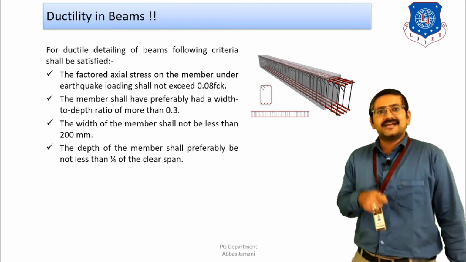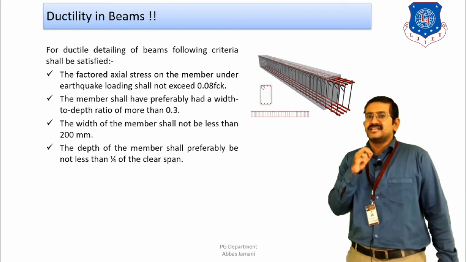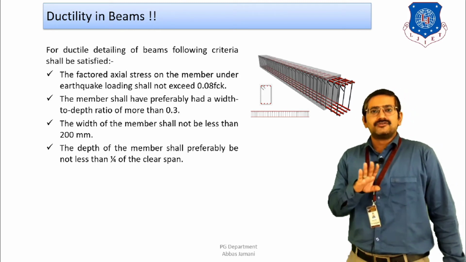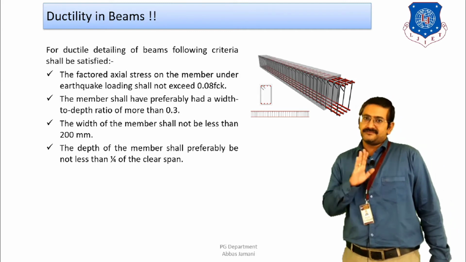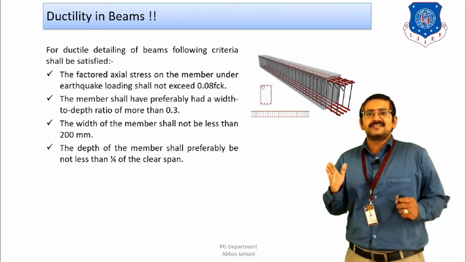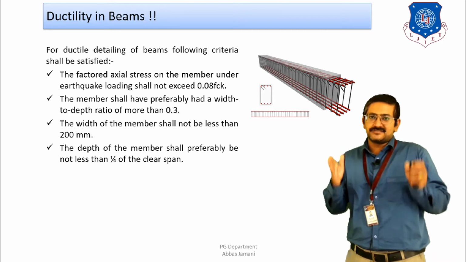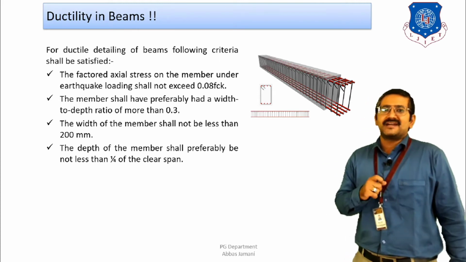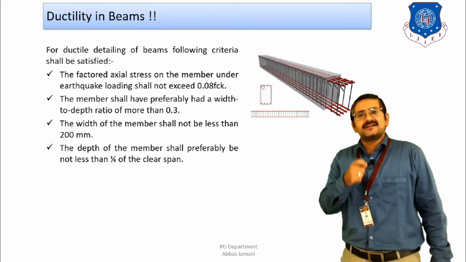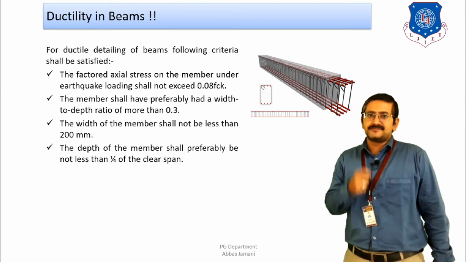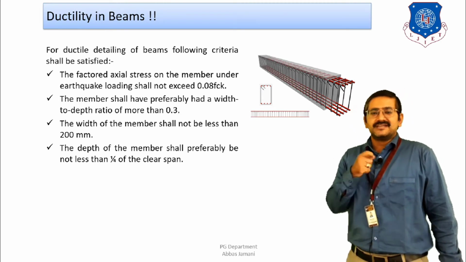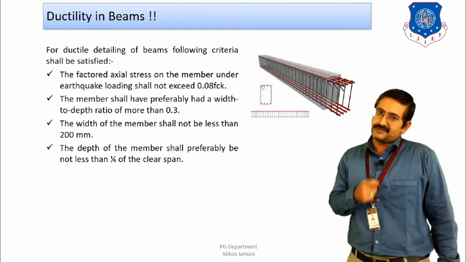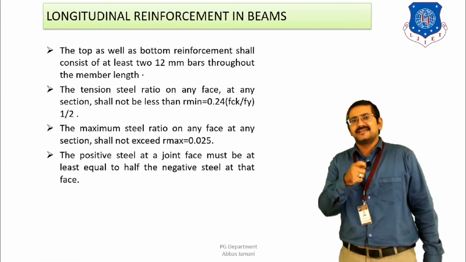Then the third criteria is that the width of the beam should be minimum 200 mm, right? And the fourth criteria is that the depth of the beam should not be less than 1/4 of the clear span of the member. Clear span is the span that is there after eliminating the size of the columns, that is, the in-to-in span of the beam is known as the clear span. So if you want to get an idea regarding the approximate depth of the beam depending upon the span, then as per IS 13920, the depth of the beam should not be less than 1/4 the clear span of the member. These are the guidelines regarding the sizing of the beam.